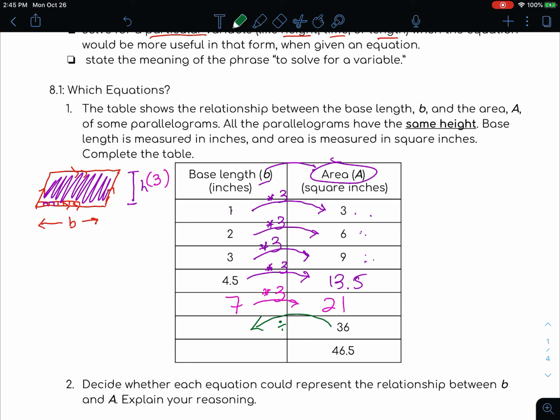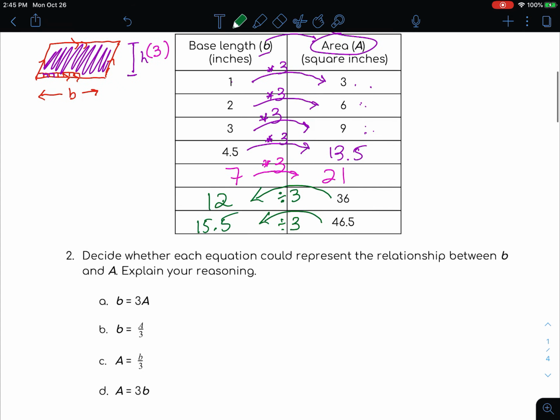Well, hopefully you're doing a little bit of that mental math and saying, all I have to do is reverse what I'm doing on the other ones. And so if I work backwards and divide by 3, I should get back to my base length. So 36 divided by 3 is 12. And likewise, 12 times 3 gets me back to 36. Working backwards, if I'm dividing by 3, 46.5 divided by 3 is 15.5.